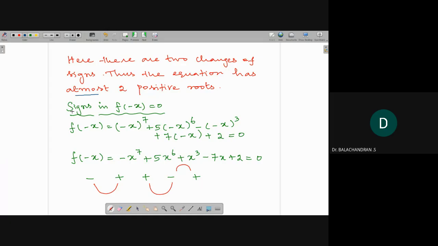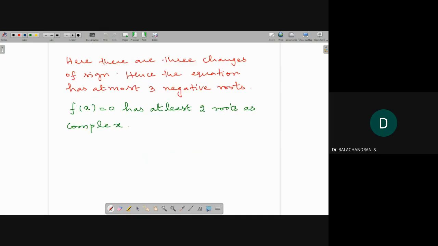And then next, the signs in f of minus x equal to 0. Just replace x by minus x in the given equation. If you replace like this, you will get f of minus x as this equation. And then write the signs: minus, plus, minus, plus. Now the sign changes: minus 2 plus 1, plus 2 minus 1, minus 2 plus 1. So there are three sign changes. So here there are three changes of sign. Hence the equation has at most three negative roots.